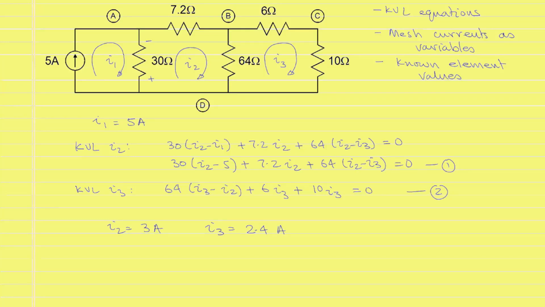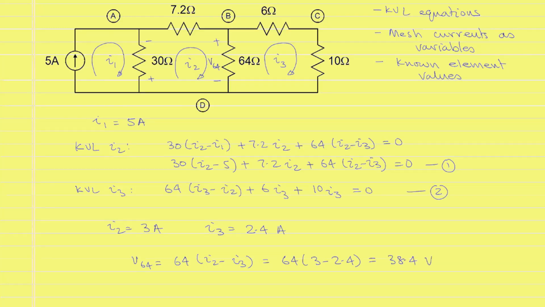Once we have solved for the mesh currents, we can solve for any other current or voltage in the circuit. For example, if you are interested in the voltage across the 64 ohm resistor with the polarity shown, then this voltage V64 will be equal to 64 ohms multiplied by (I2 - I3), which will be equal to 64 times (3 - 2.4), which is equal to 38.4 volts.